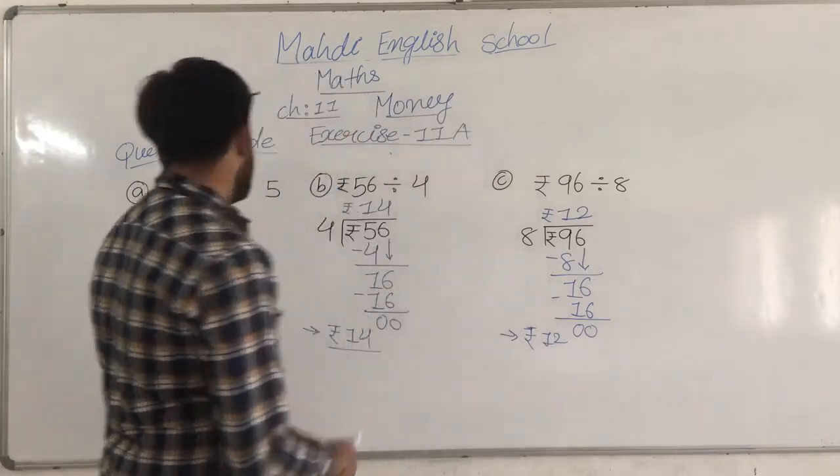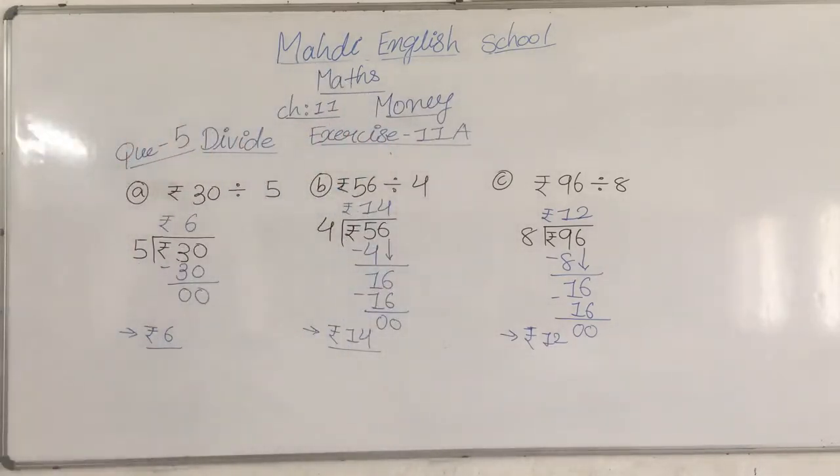Now you write down question number A, B or C. I hope you all understood. I'll give you time to write here. And compulsorily make a rupees symbol.